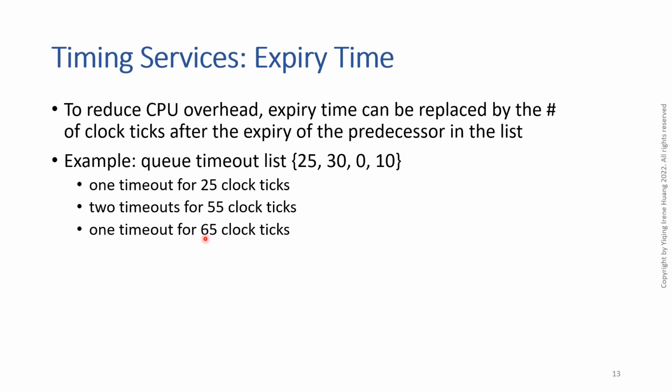And then finally, 65 relative to 55, that's 10 clock ticks. So 25 plus 30 plus 0 plus 10, that's 65. When I have this list, every timer interrupt, I only need to update the head of the queue. So I decrement this by 1, and everybody in the list, their absolute timeout value gets decremented by 1.